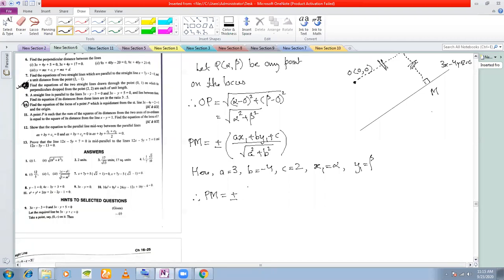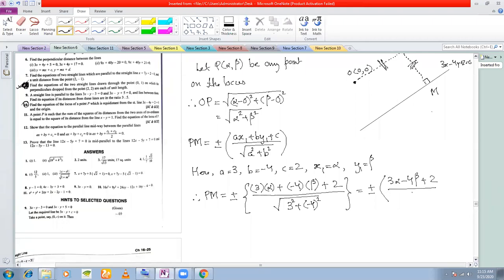Therefore, PM here is plus or minus (A x1 plus B y1 plus C) by the square root of A square plus B square. So you get this as plus or minus (3 alpha minus 4 beta plus 2) by the square root of 3 square plus minus 4 square, which is 5. Okay, so you're getting this.